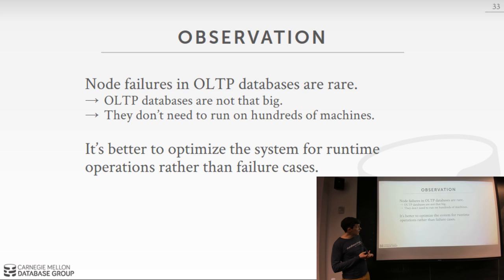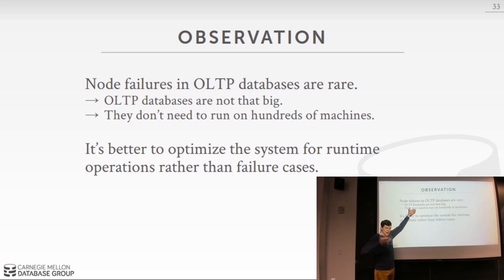So with a small number of machines, we're not going to have these things going down all the time. If you scale up to a Google MapReduce level, then you're on 1,000 machines, and yeah, things crash. But on a small database machine or OLTP database, it's not going to be common.